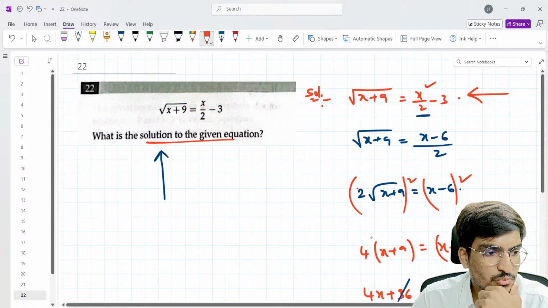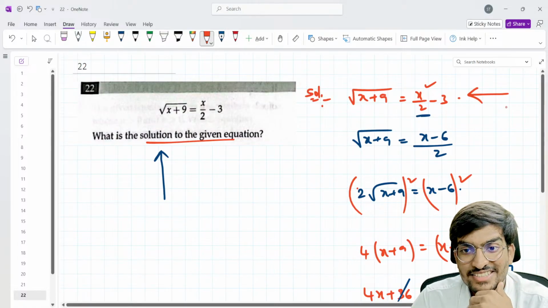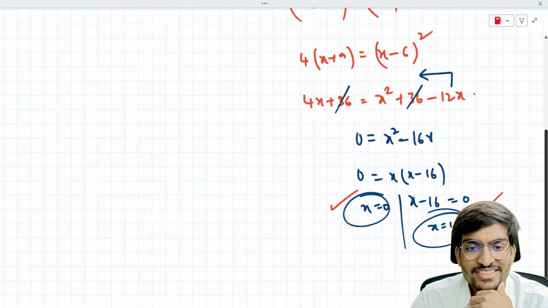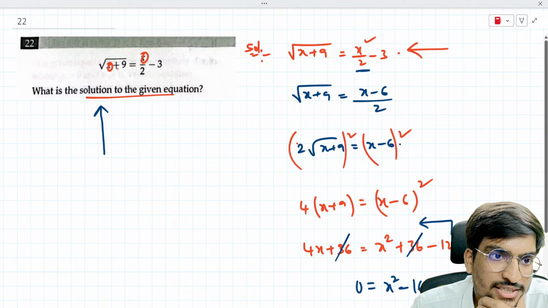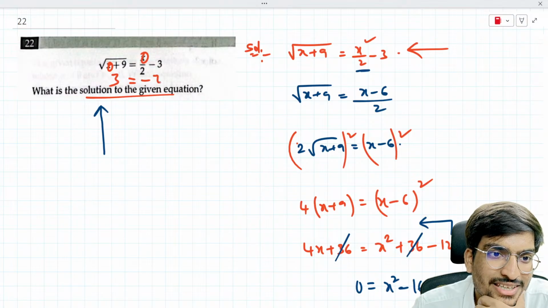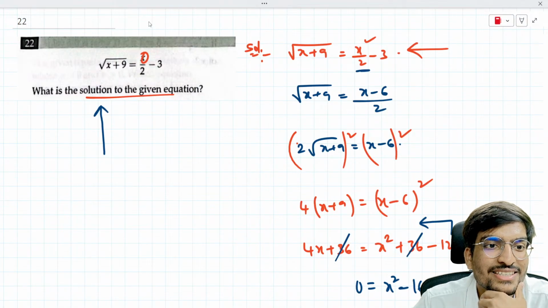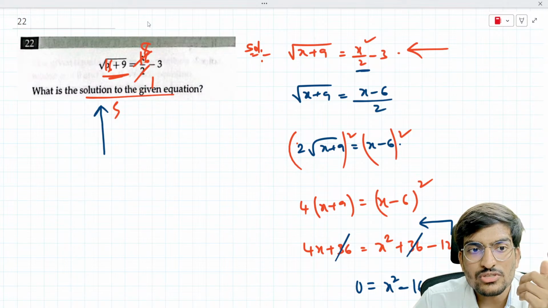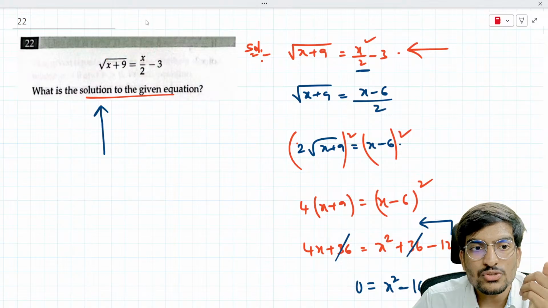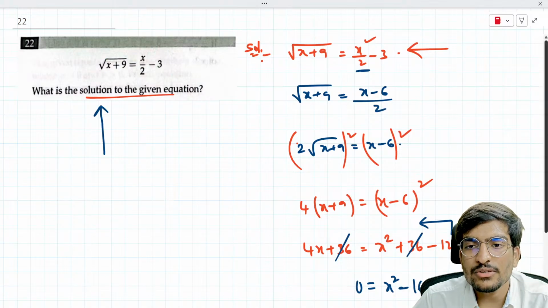Okay, because we won't get any answer if we plug in x is 0. Yes, you are right. That's true. If we plug in x value as 0 here, we get root 9 is 3, and on the other side we get negative 3. But if we plug in 16, 16 plus 9 is root 25, which is 5. On the other side, 16 by 2 is 8, 8 minus 3 is 5. So we are getting 5 and 5. So when you plug in 16, it works. When you plug in 0, it won't.